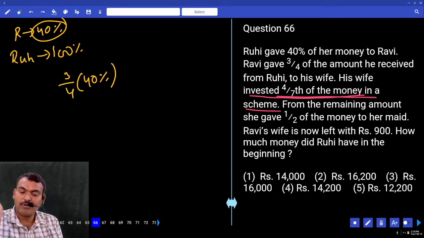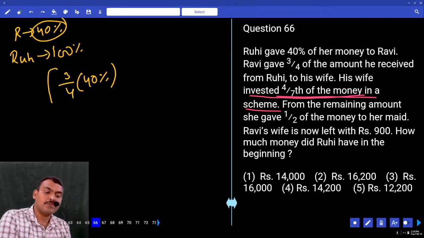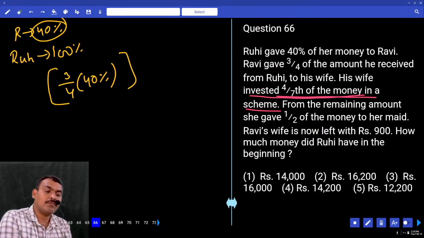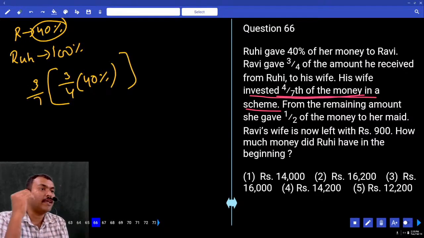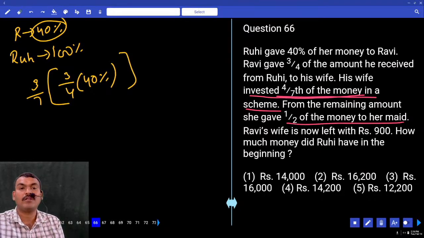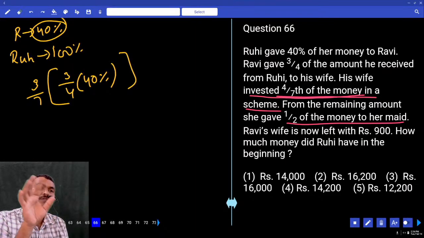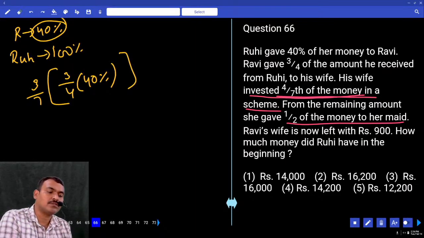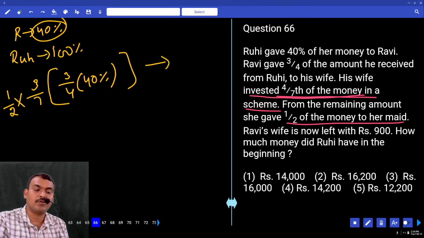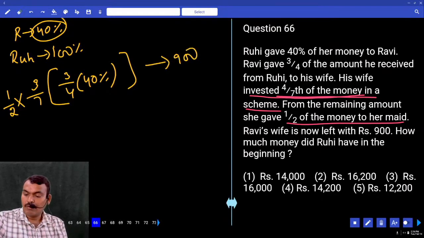His wife invested 4/7 of the money in a scheme. From the remaining amount, she gave half of the money to her maid. Out of the 3/4, 4/7 are invested in the scheme. What is the remaining value? 3/7. In that, half value is given to which one? Maid. Means out of this, half value is given, remaining also half value. Okay, half of the 3/7 of 3/4 of 40%, it is equal to how many rupees? 900. What is the question here?